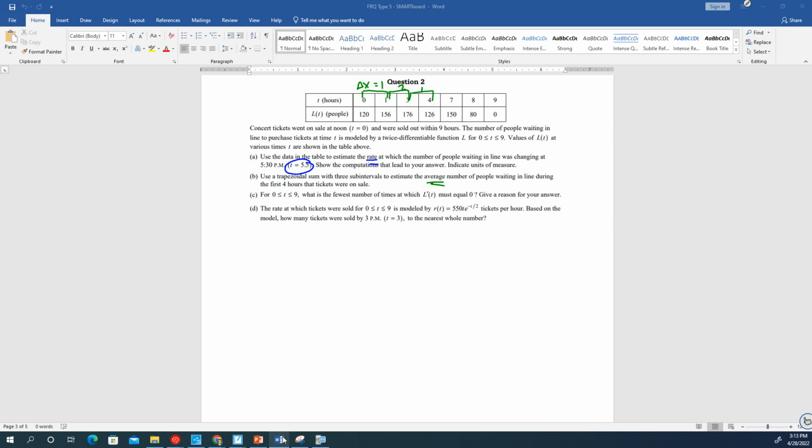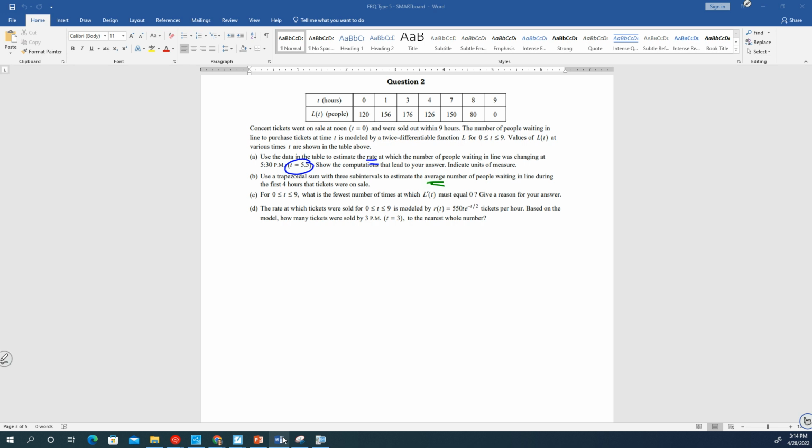Okay, part C. It says, from these first 9 hours, from 0 to 9, what is the fewest number of times at which the derivative must equal 0? Give a reason for your answer. If we're thinking about when the derivative is 0, if I were to graph this, we're just going to have to look at the number of people in line and when it's going up, and if there are any horizontal tangents. So basically, if there are any local mins or maxes.